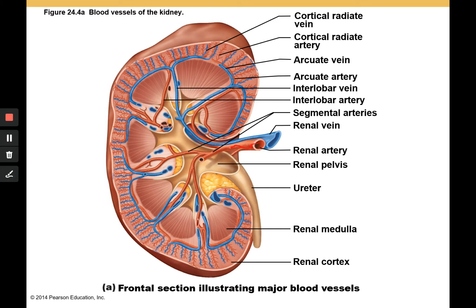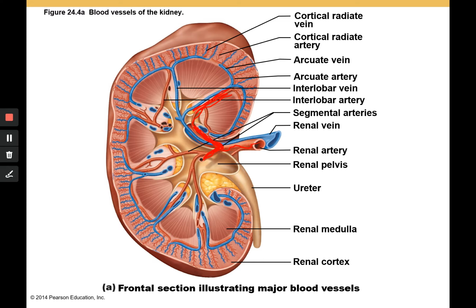From the renal artery, blood will enter the hilum. And then we have some branches. These 2 branches are segmental arteries. And the segmental arteries are then going to branch and go up in between our pyramids. So we start in the renal artery. The first branch, we have branches into the segmental arteries. And then the next branch, which goes up in between the pyramids, is going to be called the interlobar arteries.